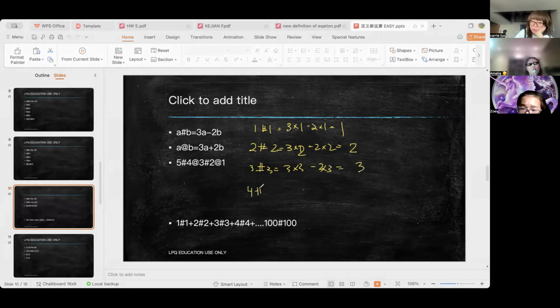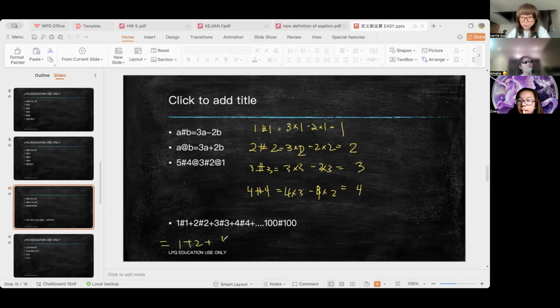Okay, could you please guess 4 pound 4 equals what? 4. Let's see if you're right. 4 times 3 minus 4 times 2. Yes, you're right. So this question became 1 plus 2 plus 3 plus 4 plus all the way to 100. Can we do that? The first one plus the last one, times how many numbers, divided by 2. So the answer is 5050. Get it?